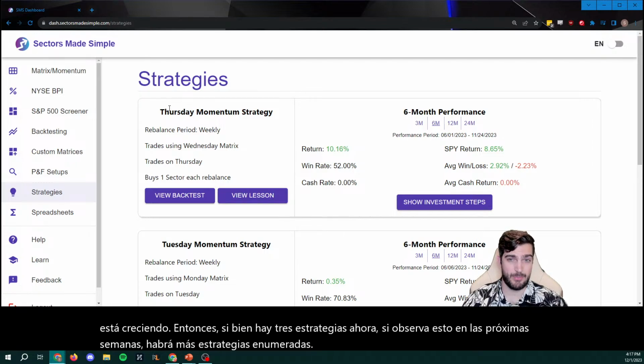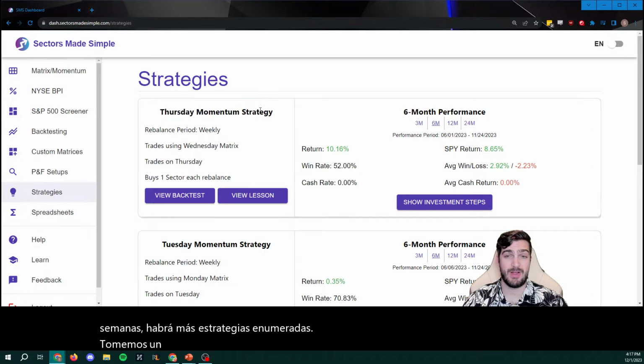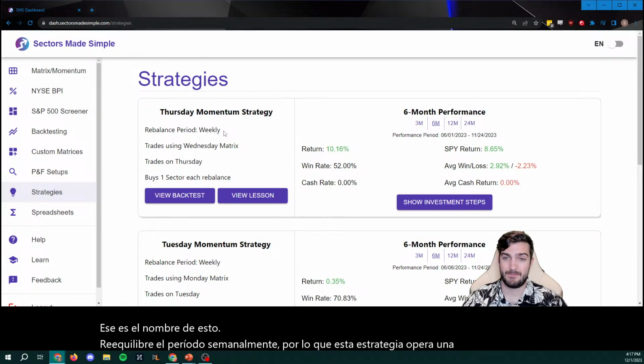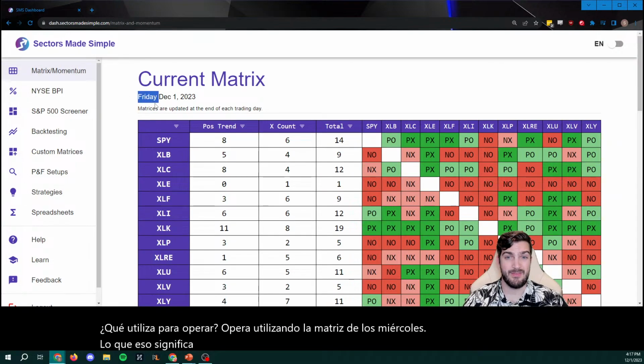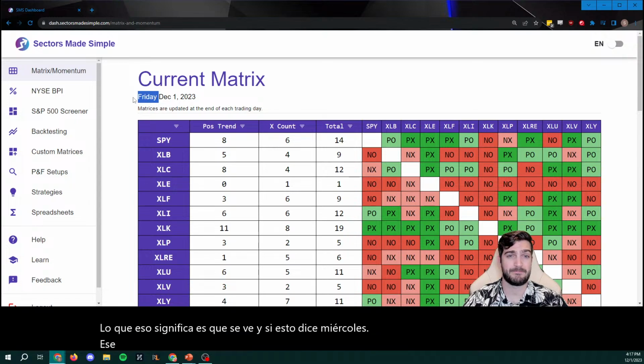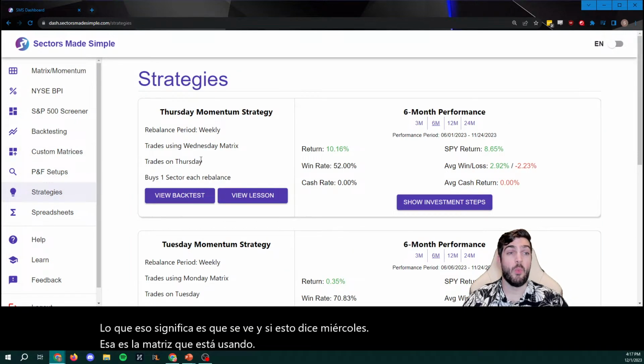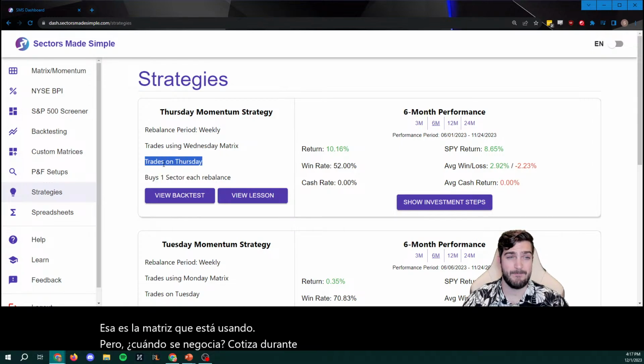Let's take one example here. The Thursday Momentum Strategy. That's the name of it. Rebalance period, weekly. So this strategy trades once every week. What does it use to trade? It trades using the Wednesday matrix. What that means is that if this says Wednesday, that's the matrix that it's using. But when does it trade? It trades during the market hours on Thursday.